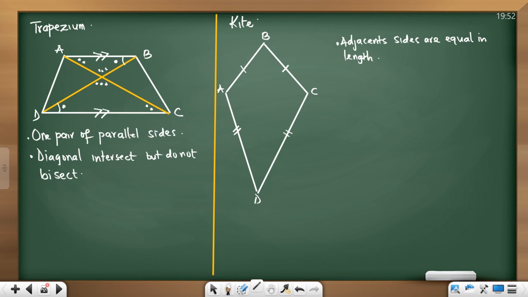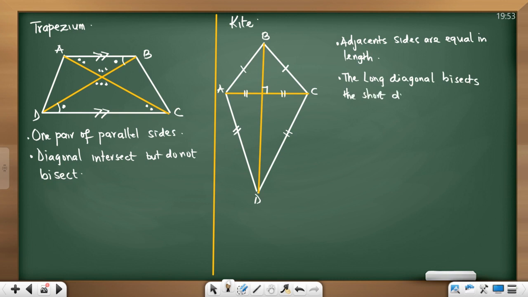That's just one. What about the diagonals? What is interesting about the diagonals of this particular one? Beautiful. Please watch that. The long diagonal bisects the short diagonal, and they are perpendicular to each other.